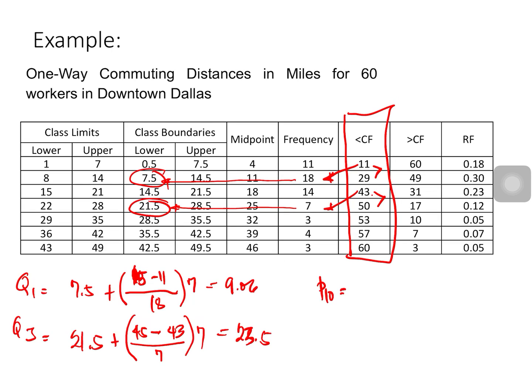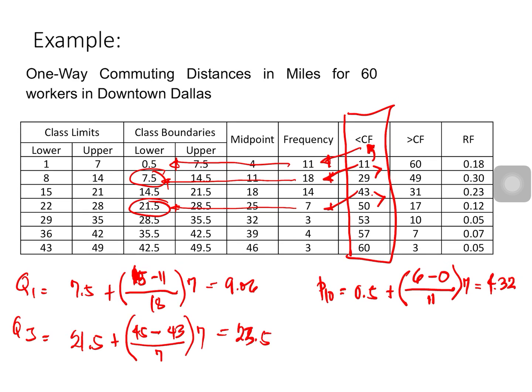Then, let us say I want to compute for P10. So 10 times 60 divided by 100 is 6. So where is 6? There is no value above 6. So that is 6 minus 0, divided by the frequency below, that is 11, times 7, plus the lower class boundary of 0.5. And it gives us P10 as 4.32.